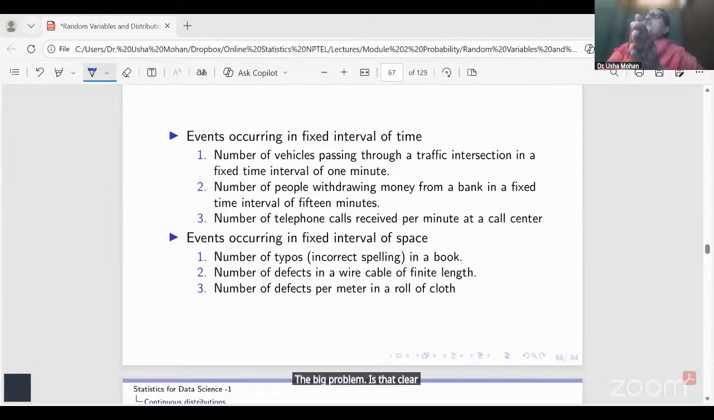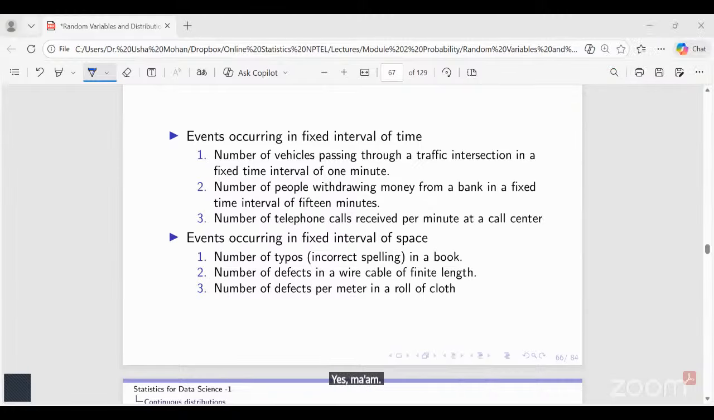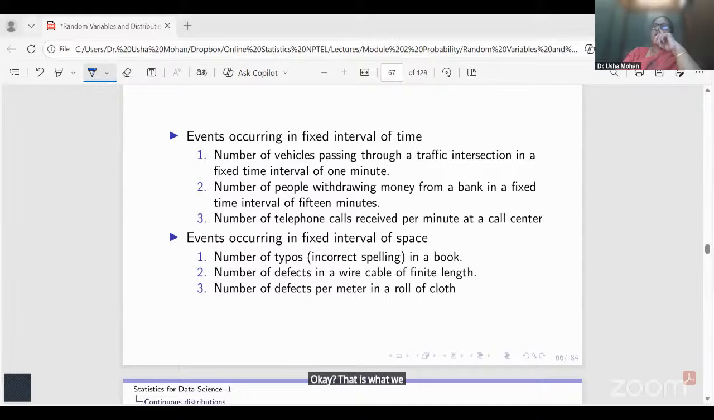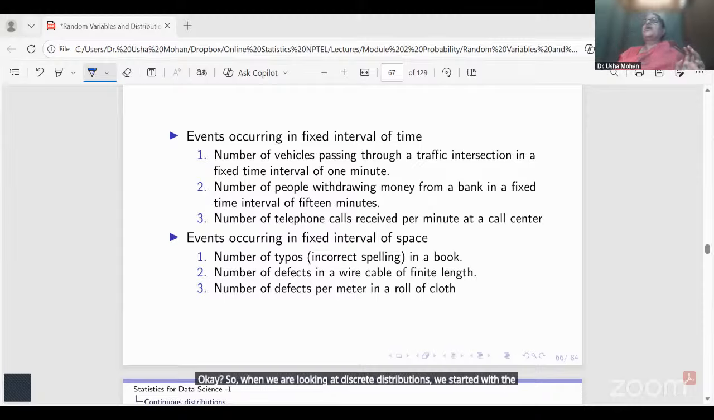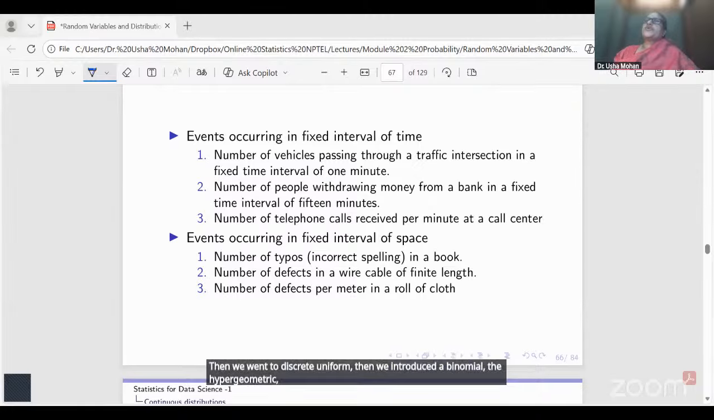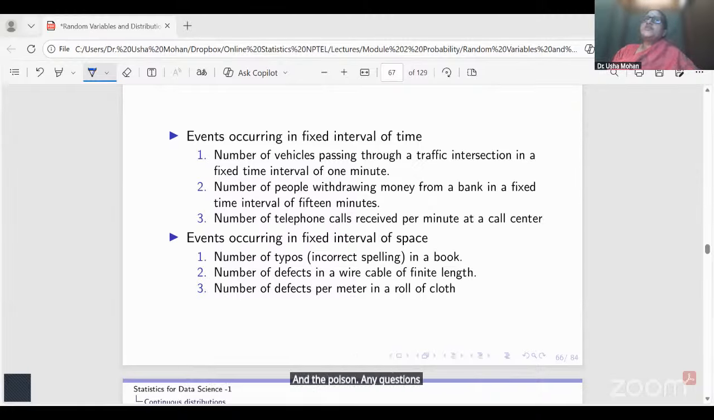The same situation, but in one case, you model it as a binomial, and in another case, you are modeling it as a Poisson. Is that clear? Okay. So when we are looking at discrete distributions, we started with the Bernoulli, then we went to discrete uniform, then we introduced the binomial, the hypergeometric, and the Poisson. Any questions, clarifications?